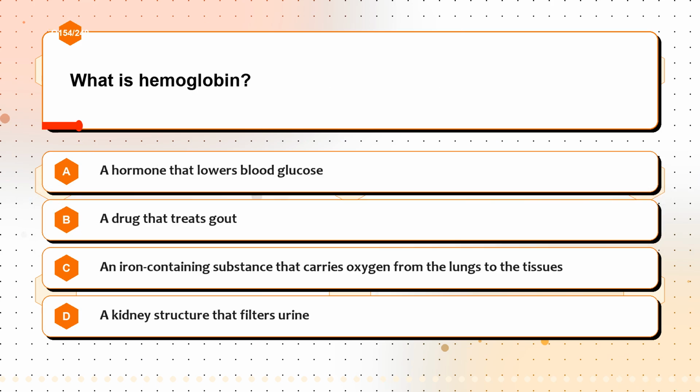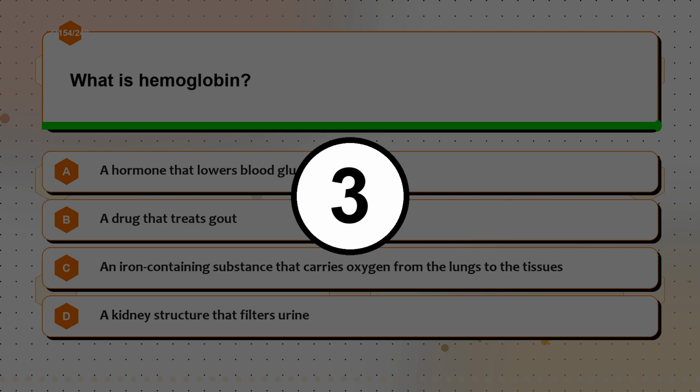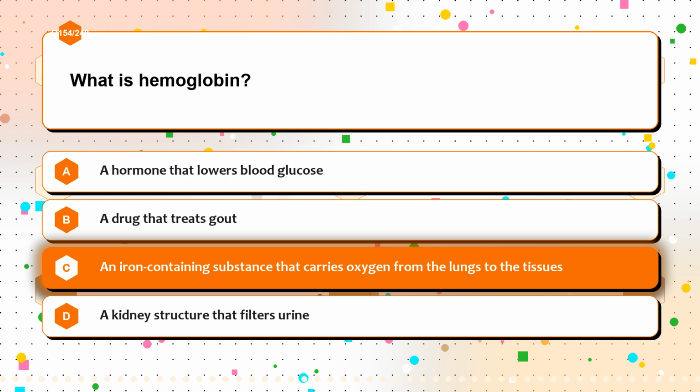Question 154. What is hemoglobin? Here are the options. Option A, a hormone that lowers blood glucose. Option B, a drug that treats gout. Option C, an iron-containing substance that carries oxygen from the lungs to the tissues. Option D, a kidney structure that filters urine. The correct answer is option C. An iron-containing substance that carries oxygen from the lungs to the tissues.